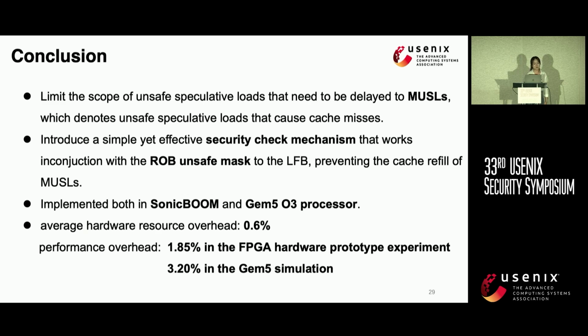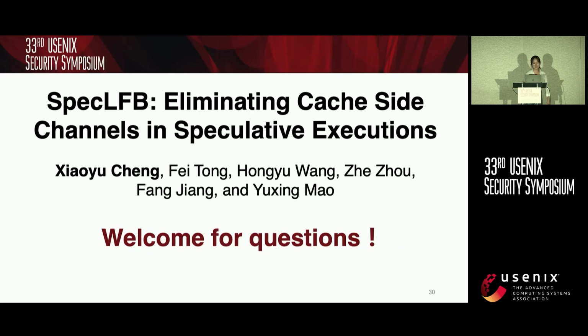For the experiments, SpecLFB is implemented both in SonicBOOM and the Gem5 out-of-order processor, and leads to an average hardware resource overhead of only 0.6% and a performance overhead of only 1.85% in the FPGA hardware prototype experiment and 3.20% in the Gem5 simulation. That's all for my presentation.